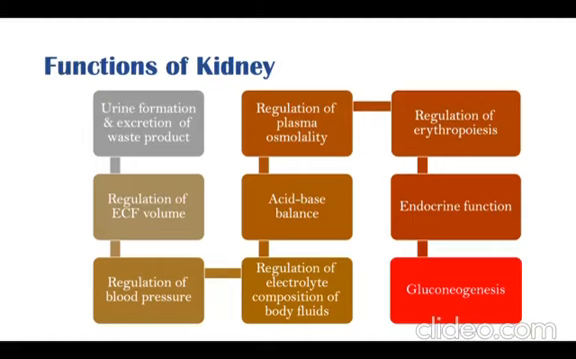For formation and excretion of waste products, the primary function of the kidneys is to excrete waste products of metabolism from the body, such as urea, creatinine, and uric acid, which dissolve in urine. Kidneys form urine and excrete many toxic waste products from the body. Thus, kidneys prevent their accumulation to a dangerous level in the body.